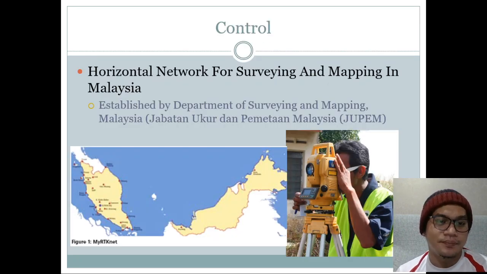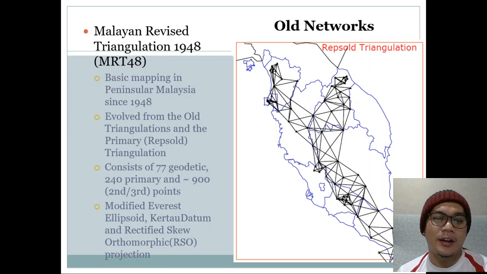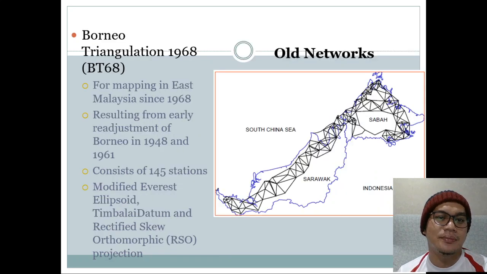So for the control, we do have the horizontal network for survey and mapping in Malaysia, which is established by our JUPEM department. And there are two types. One is the MRT 48, Malayan Revised Triangulation, and also the BRT 1968 for Borneo, which is Sabah and Sarawak, as well as Brunei Darussalam.